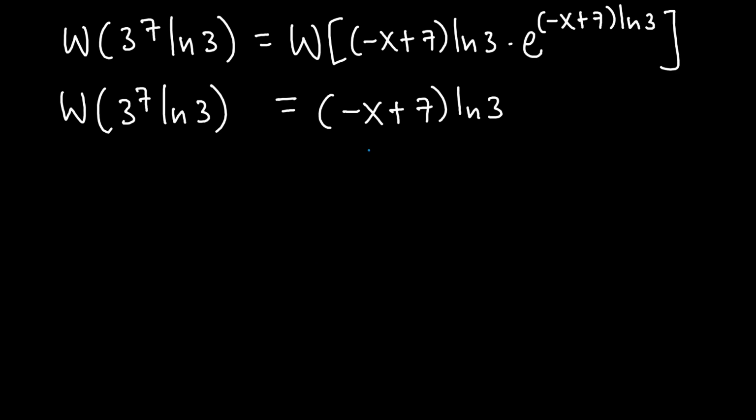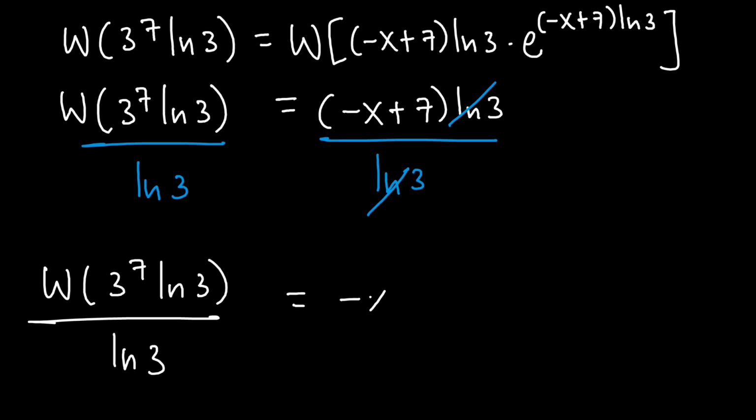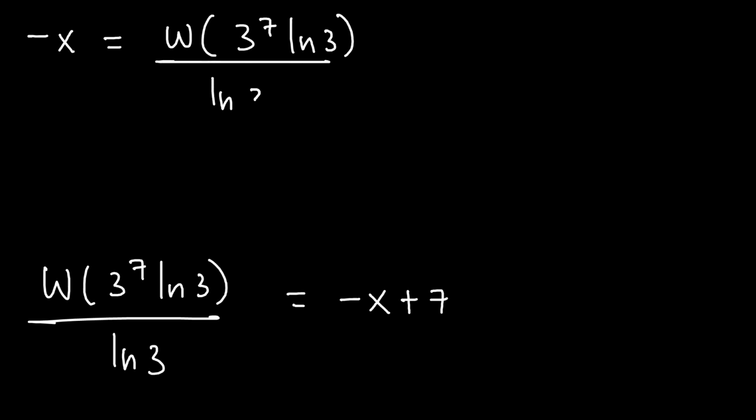And in order to find x, let's divide both sides by natural log of 3. This will cancel with that. And so we shall have W of 3 to the power of 7 times natural log of 3 divided by natural log of 3 equaling negative x plus 7. And if we make negative x the subject, we shall have negative x equaling W of 3 to the power of 7 times natural log of 3 divided by natural log of 3 minus 7.